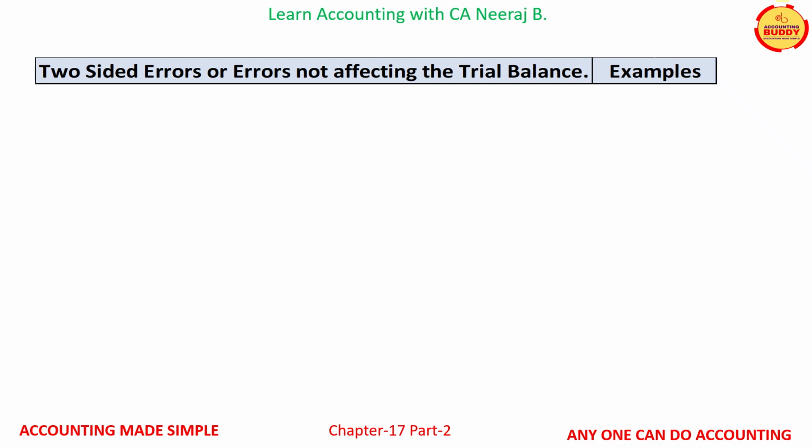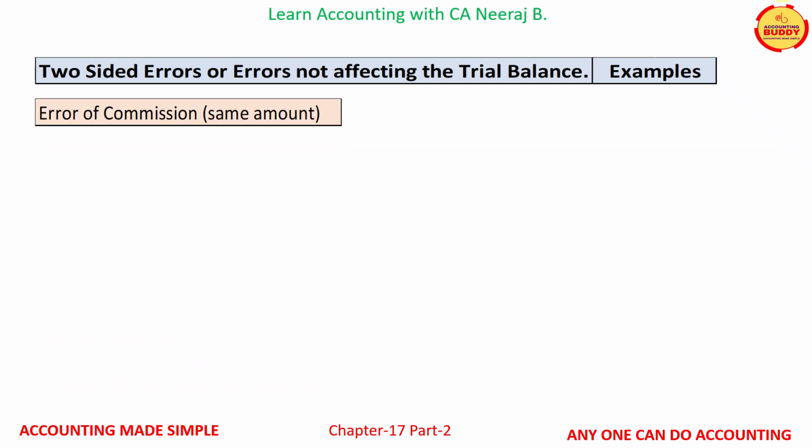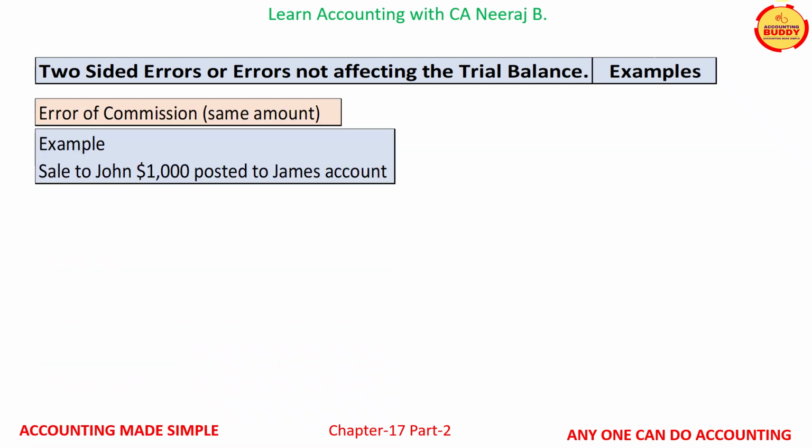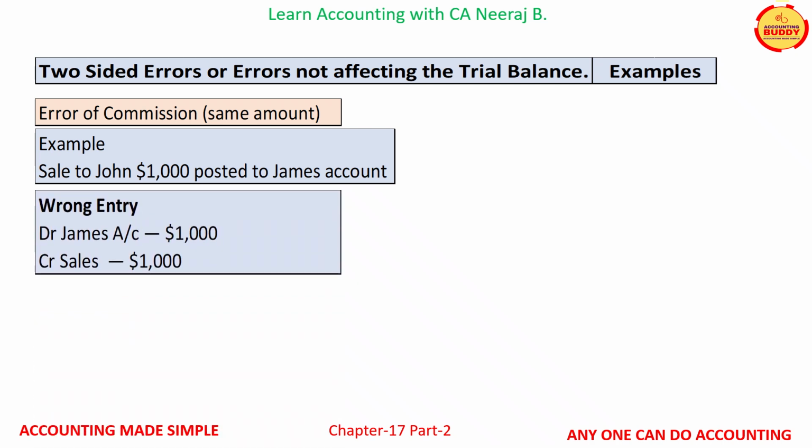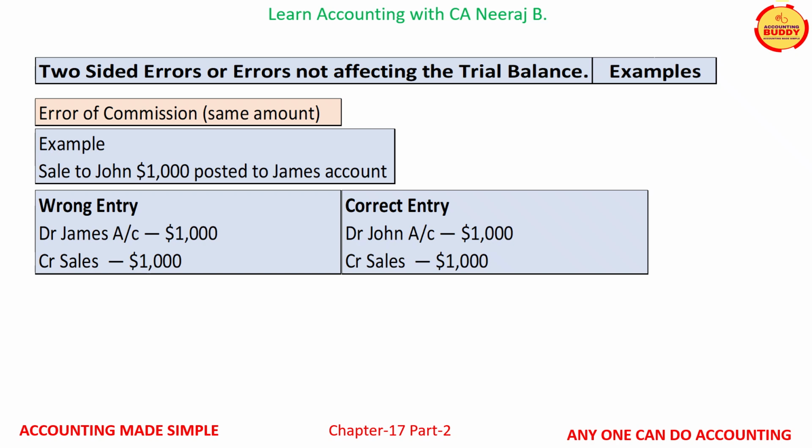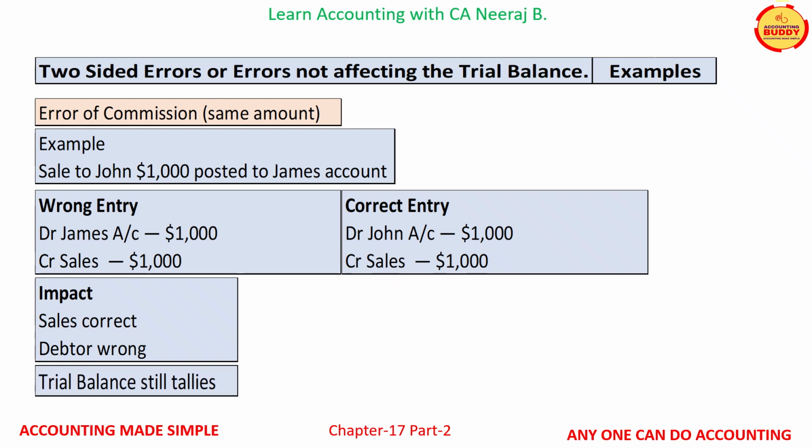Another example of two-sided error is error of commission. For example, a credit sale of $1,000 made to John posted to the account of James. The wrong entry passed is debit James account and credit sales account for $1,000, while the correct entry is debit John account and credit sales account for $1,000. The impact of this error is that though the sale is recorded correctly, the debtors are wrong; however, the trial balance will still tally.